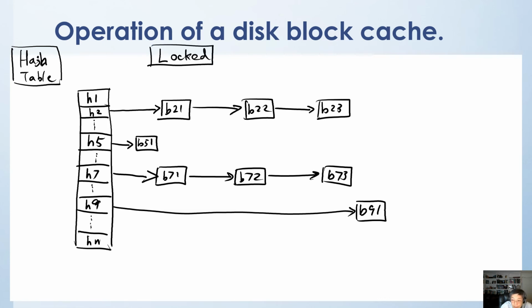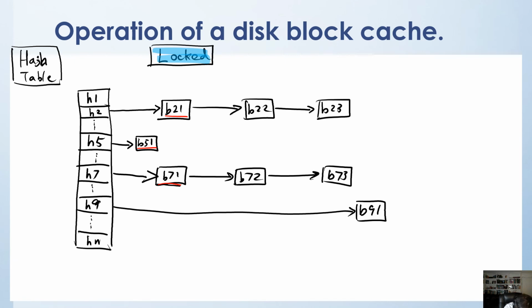It's called the locked list. Now, blocks that must not be removed from the cache, for example very important blocks, reside on the locked list, so they should not be removed. Suppose B71, B51, and B21, these three blocks should not be removed, so they should be on the locked list. Okay, so here's the locked list.